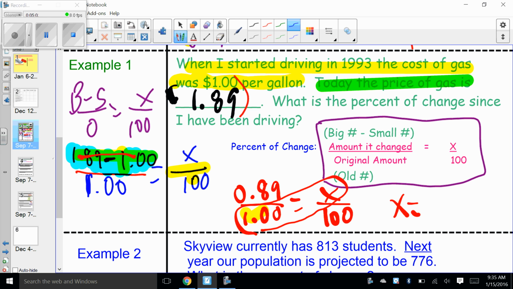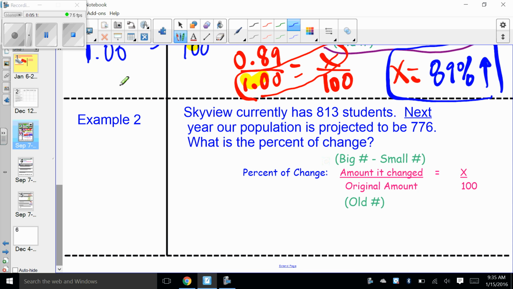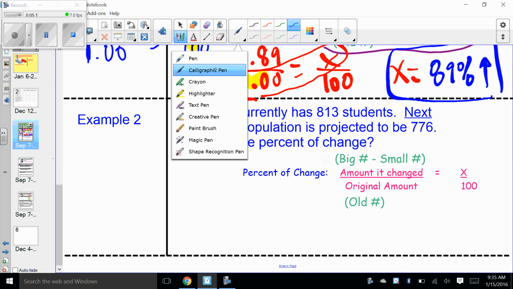As we take cross products and solve, we find out that it's an 89% increase in value. So we have an 89% increase in value. That's called percent of change when we have a change in price. So in example 2 now, we're going to do that same idea.